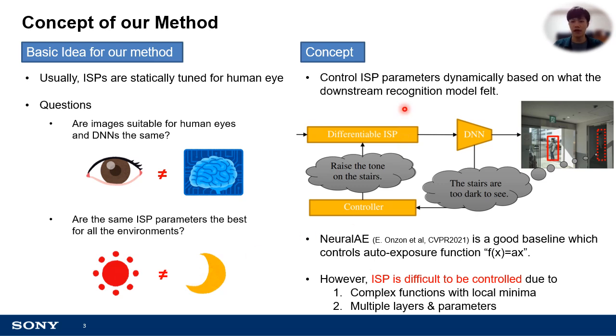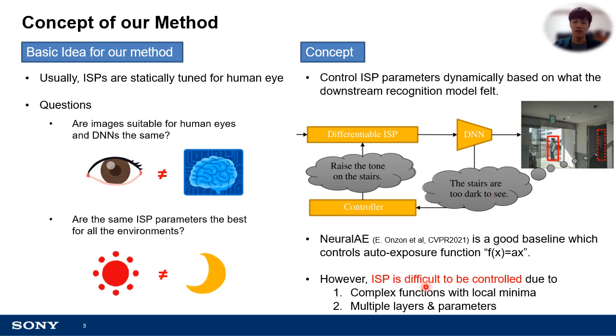So we try to control ISP parameter dynamically based on what the downstream recognition model felt. For example, DNN detector felt the stairs are too dark to see. Our controller extracts the information from intermediate feature of the DNN and convert into how to control ISP parameters for the next frame. Neural AE is a good baseline which controls auto exposure function, a simple multiplication function with the similar idea.